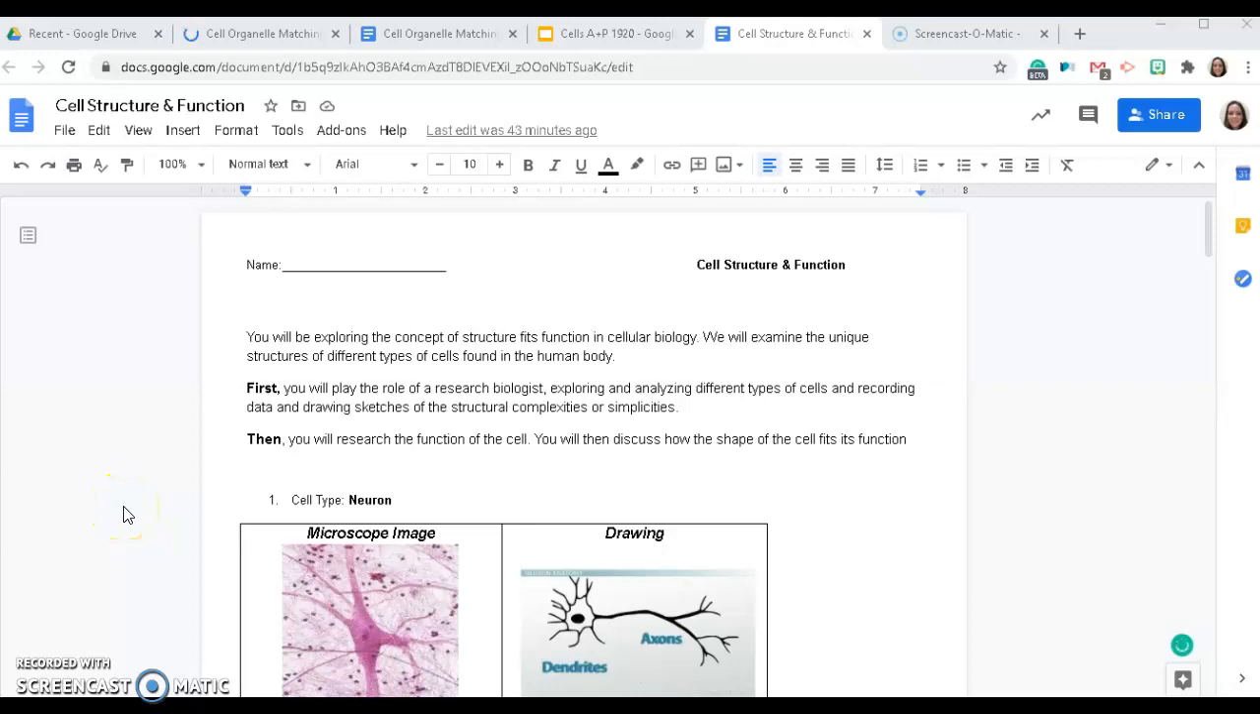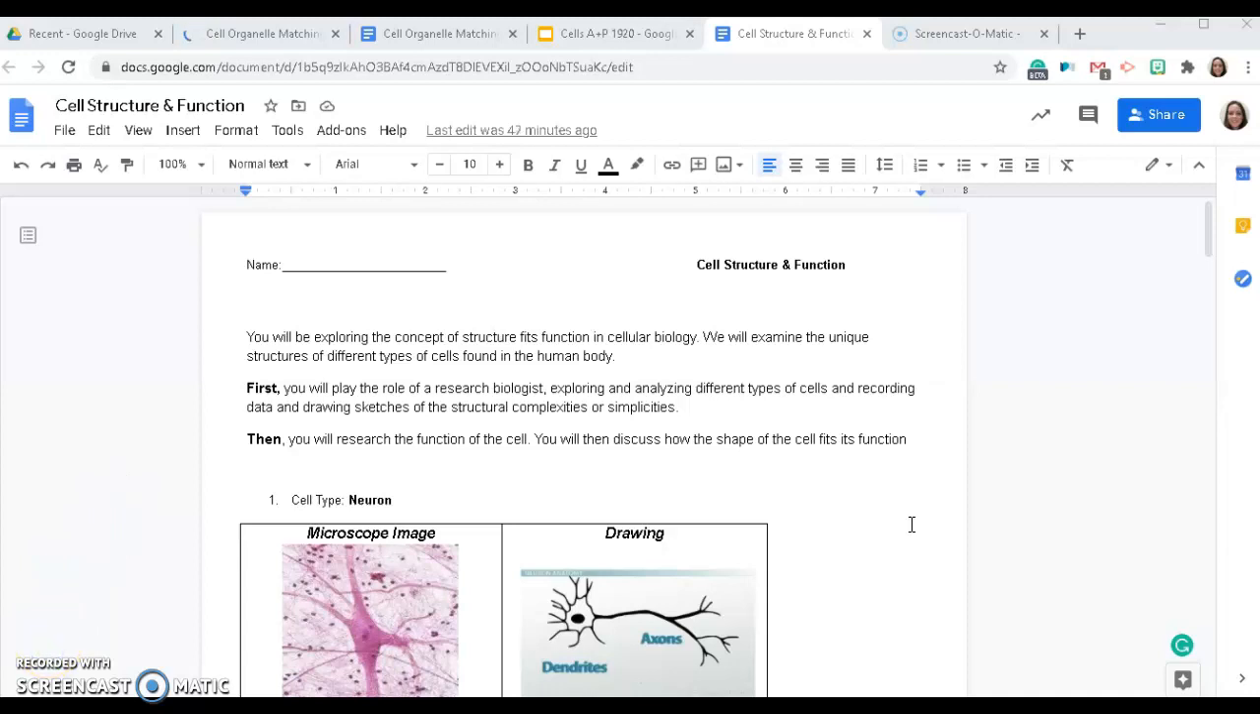One of the big themes that we are going to come back to time and time again in this class is cell structure and function. Today, it's going to be all about how the shape of a cell determines its function and how the internal structure of the cell and its organelles help a cell achieve its function.